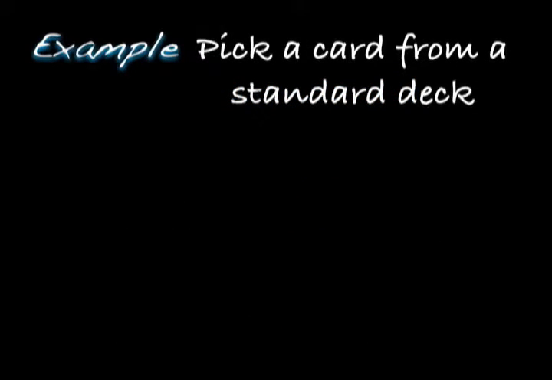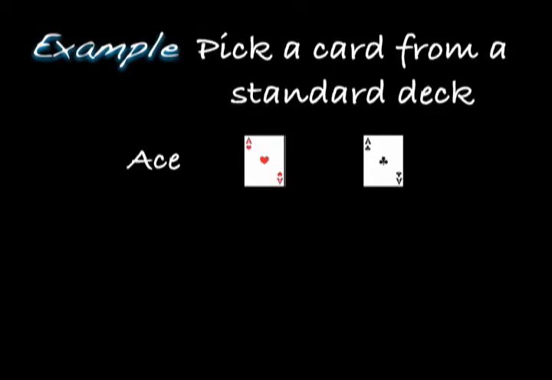Picking a card from a standard deck. An event can be drawing an ace. So we look at a deck of cards and determine which cards are aces. The ace of clubs, the ace of hearts, the ace of diamonds, and the ace of spades. These are the aces. There are four of them.